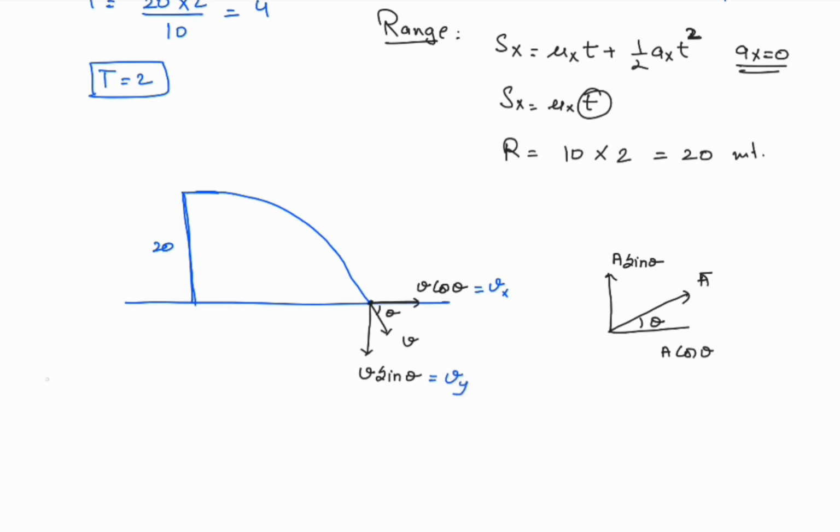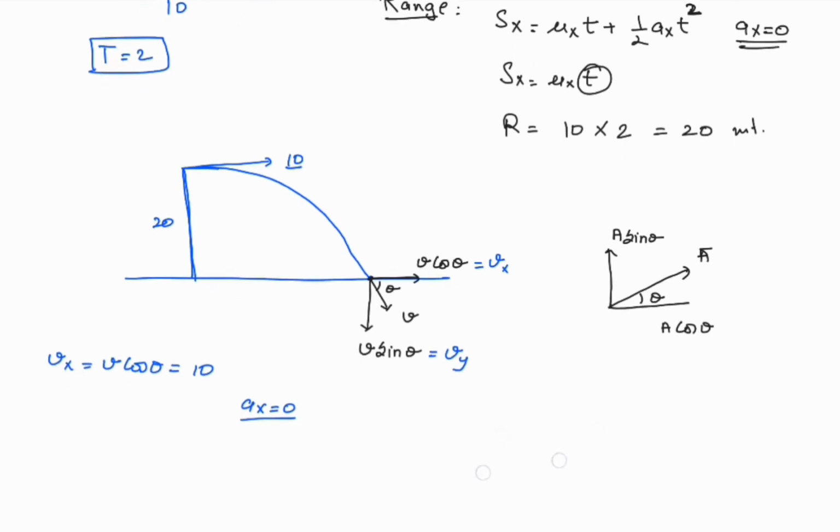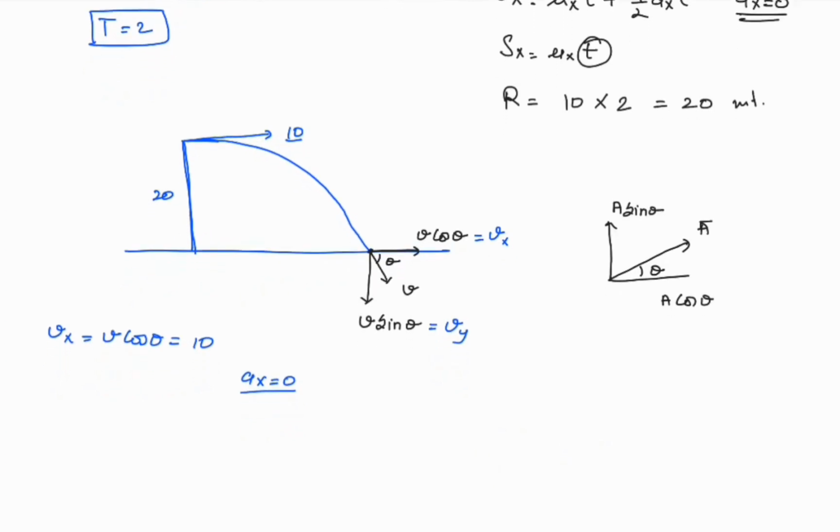We know v of x, which is equal to v cos theta, will be equal to how much? 10, because the horizontal velocity initially is 10, and for the horizontal case, as a x is 0, the velocity at each point in a projectile motion for the horizontal is the same. It means v of x, which is equal to v cos theta, will be equal to 10.